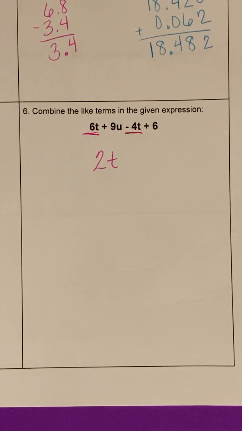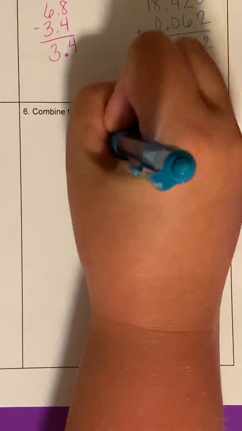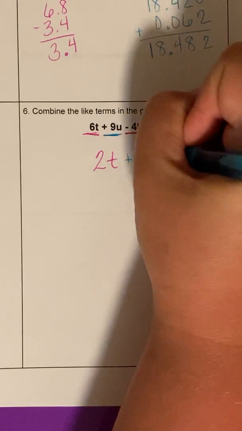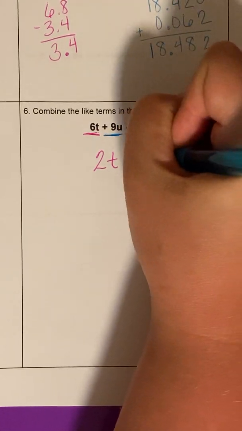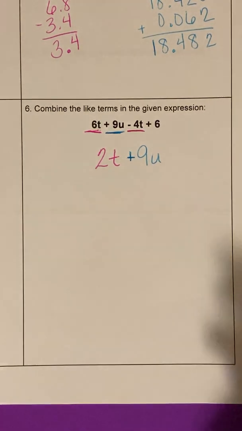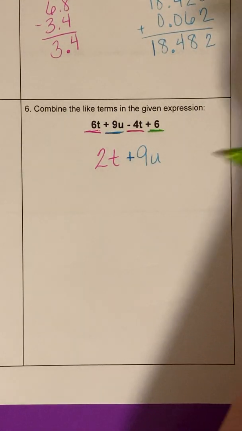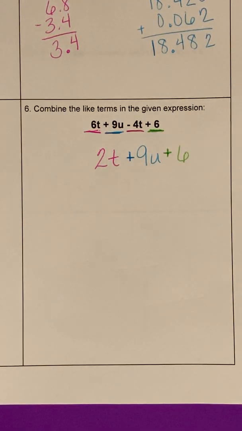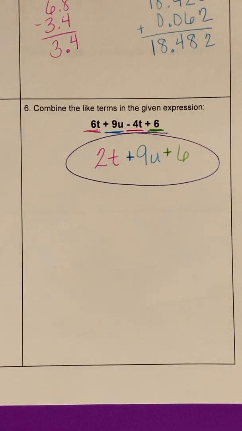Now, what else do we have? Plus a 9u. Do we have any other u's? Nope. So we're just going to bring that down as plus 9u. That's all we can do there. Now, let's use some green. Plus 6. Do we have any other whole numbers without a variable? Nope. So we're just going to keep that as plus 6. That's your answer. Bada bing, bada boom. Easy peasy. You're done combining like terms, combining the things that look alike.